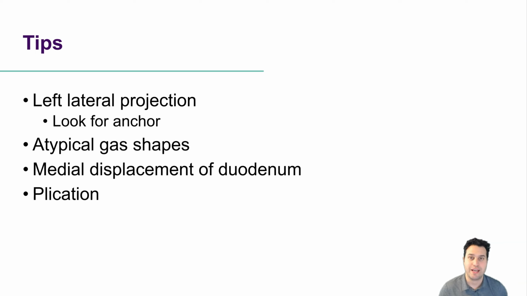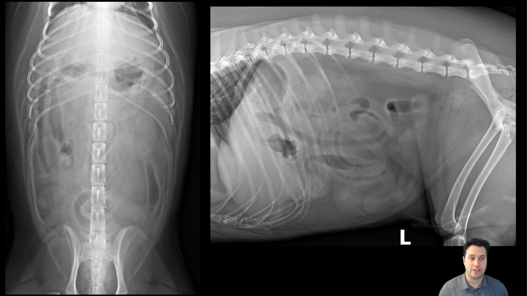So let's look at a few cases and see how we can identify this. We're going to start with a non-linear foreign body. So this dog ate a sock. It's a silly beast, but for whatever reason they love those socks. And this one ate a sock which is located in the mid-jejunum. What I'm noticing in this ventrodorsal projection and this left lateral projection is that the pyloric antrum is filled with gas.